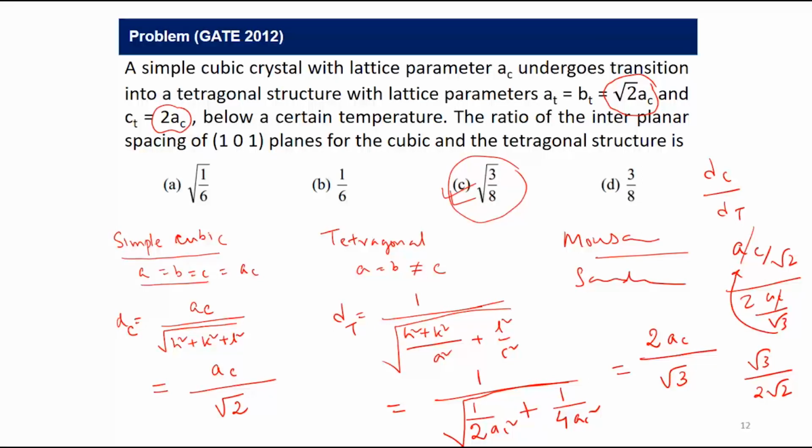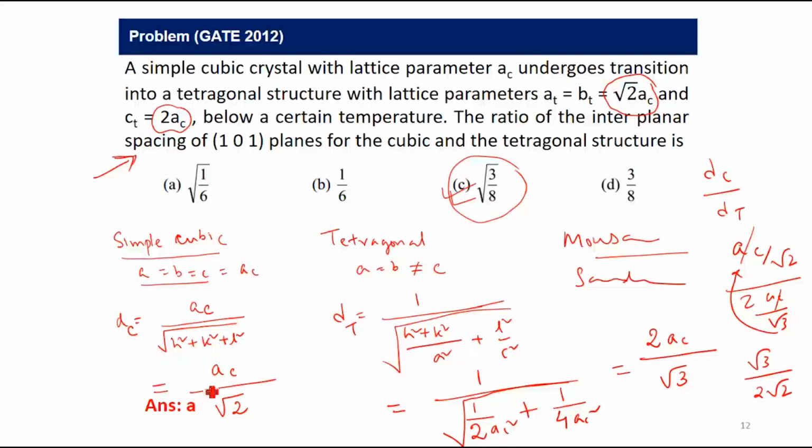Is there anybody who didn't understand this? Needs more explanation on this? Please pick up. Okay, I hope everybody understood this. And if questions like this come in the examination, you will be able to do this.